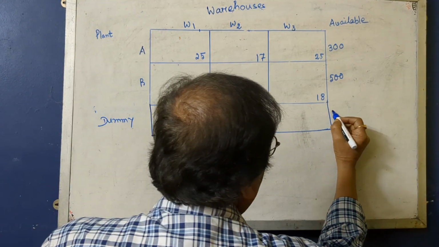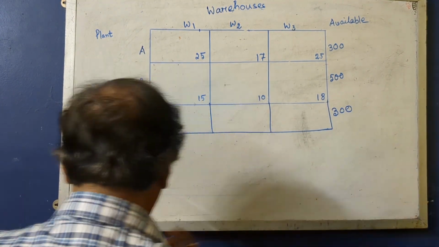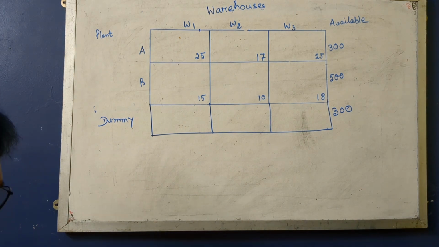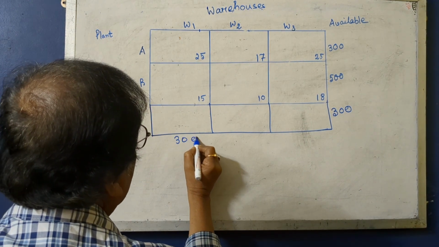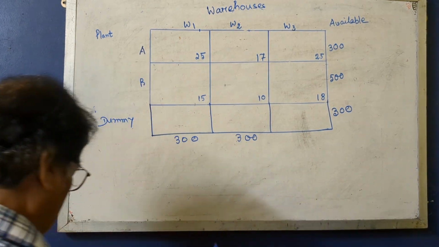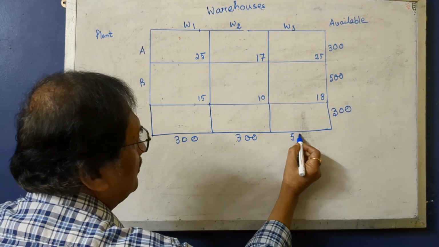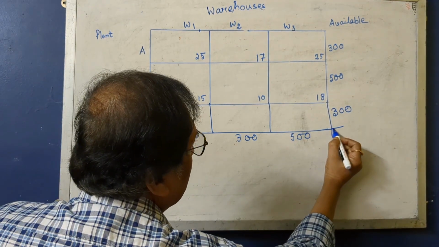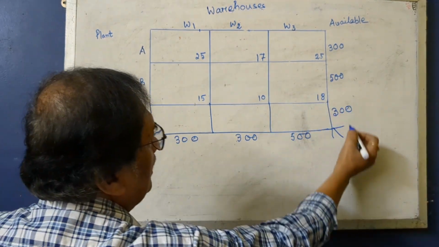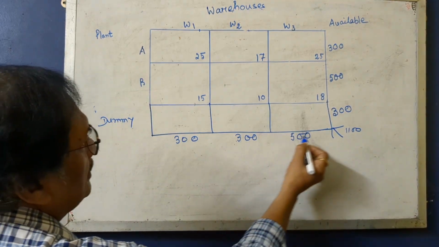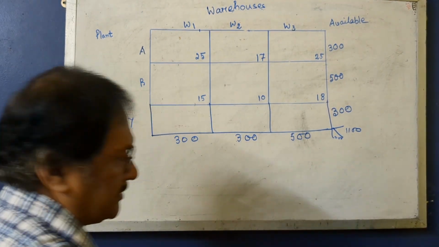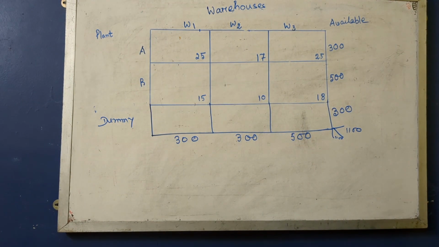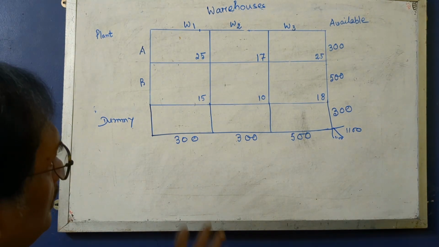So how much you have to add here is 300 units, and in the given problem the requirements were 300, 300, and 500. Now check it. This is 1100, 1100, and here is also 1100. This is the first step, that is, the first step of the VAM method or basic feasible solution method.